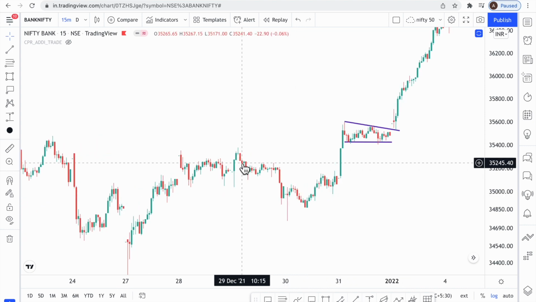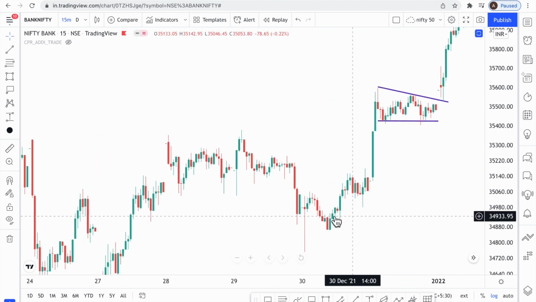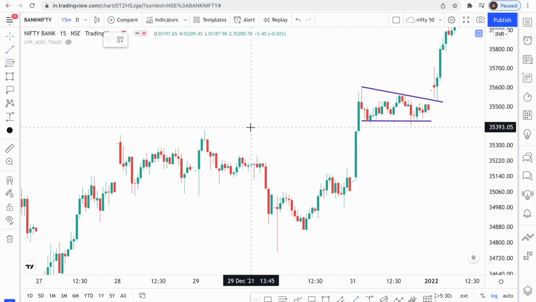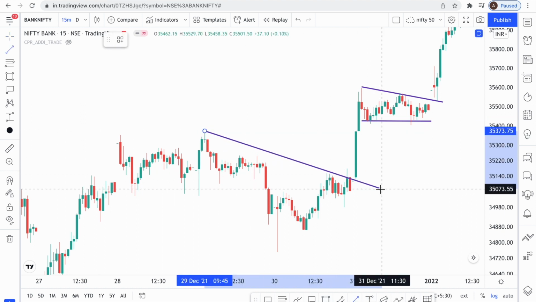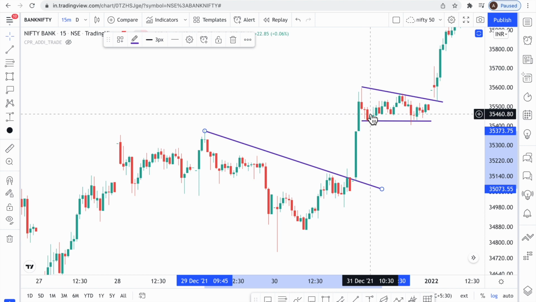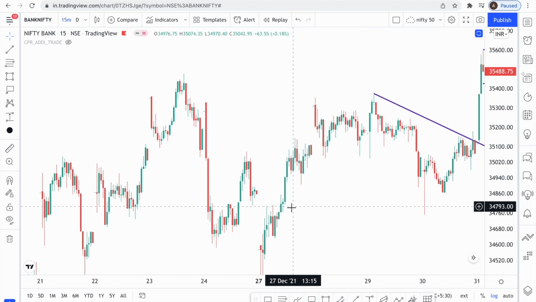So these days it was pretty good, where we broke out of this range and started getting a good move on the upside. This is on a higher time frame. The same thing we can analyze even on the lower time frame.